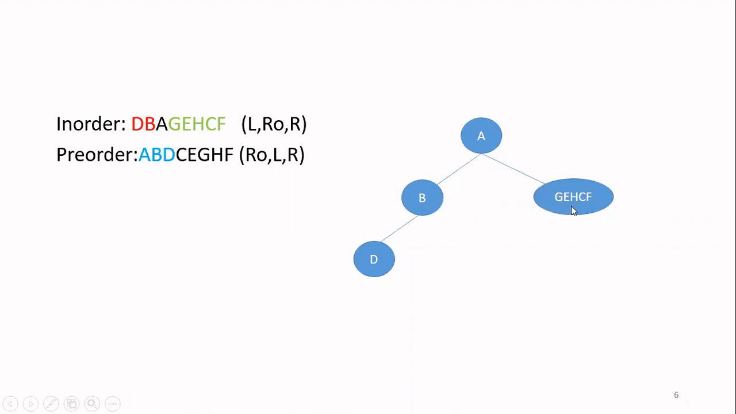Here I have totally 5 nodes. Out of these 5 nodes, I have to find out which will be the root node of this particular subtree. So for that, I have to go to the pre-order. Check out of these 5 letters, which appears first from the left direction. So I have G, E, H, C, F. Go here, A, B, D are already over. So now we have C first. That means for this particular subtree, C will be the root node.